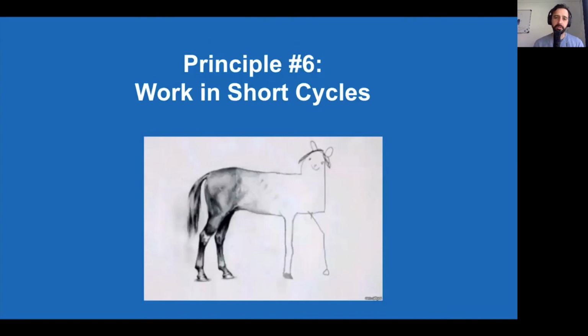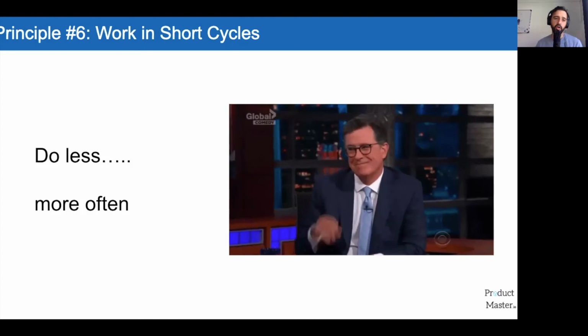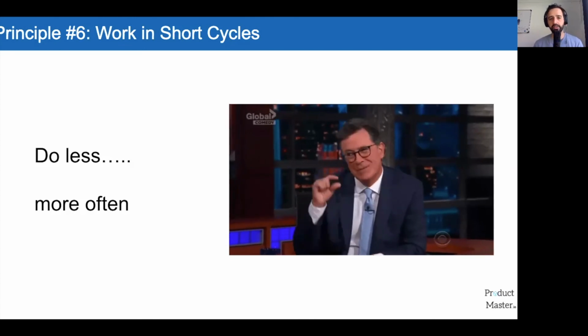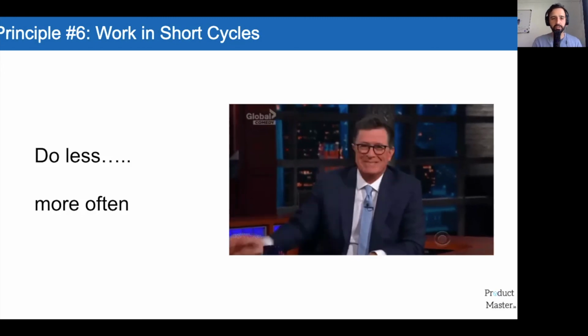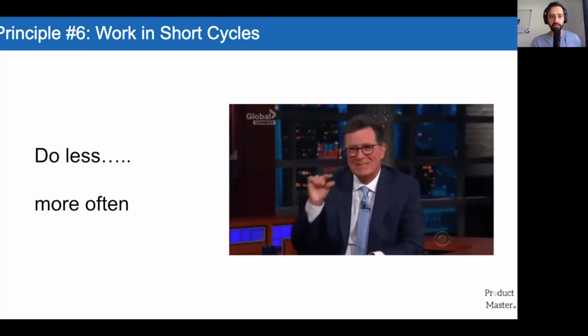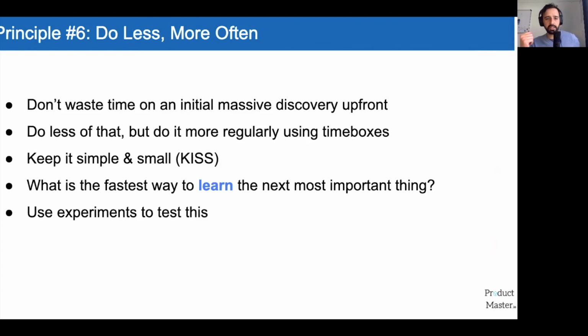The next principle is to work in short cycles. So this is where Agile and Lean talk to us. And the whole point is to make sure you do less and do it more often. All right. You don't want to be spending a month just doing designs and building requirements documents. Write a small document and do it more often. All right. So don't waste time on that initial massive discovery up front. You want to do a little bit of it and get the team going as quickly as possible. Do less of that, but do it more regularly. Keep it simple and small.